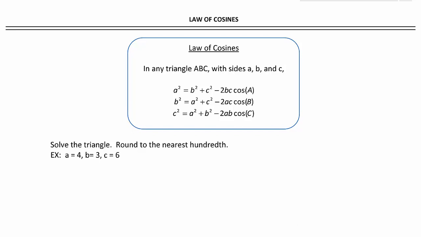I think of this one kind of in words. Looking at our first one, it's the first side squared equals the other two sides squared and added together minus 2 times those two sides that are on the right side of the equation times cosine of the angle that goes with the original side.